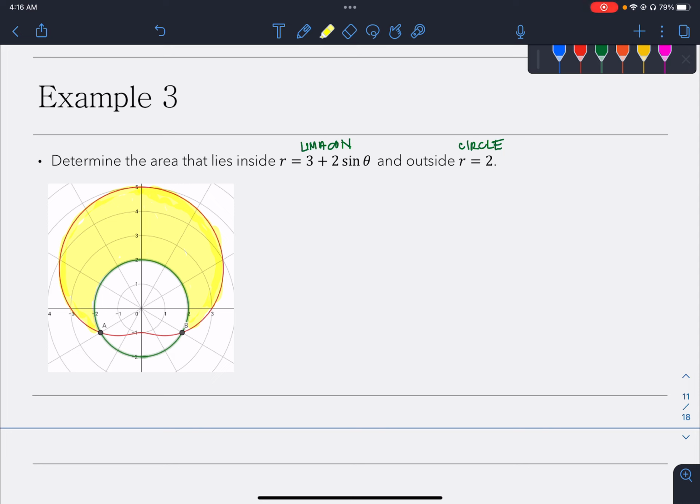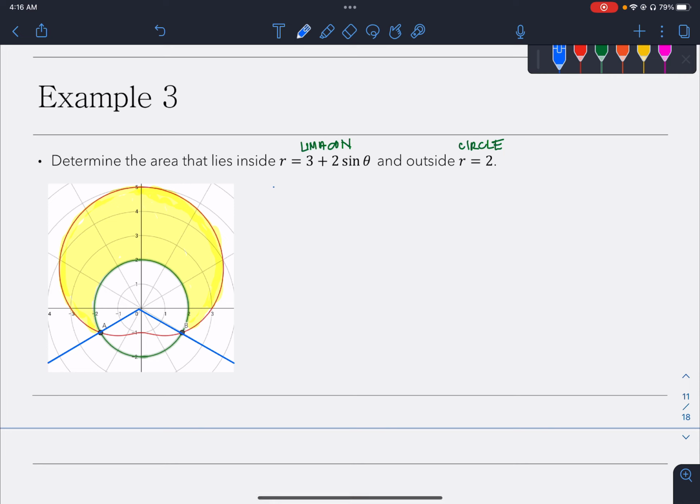To find that area, we need the points of intersection. As you can see here, these are the 2 points of intersection. One is in the third quadrant, the other one is in the fourth quadrant. So there are 2 points of intersection, and we'll try to find them.